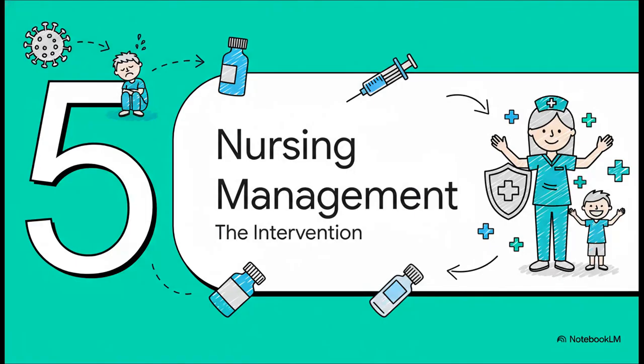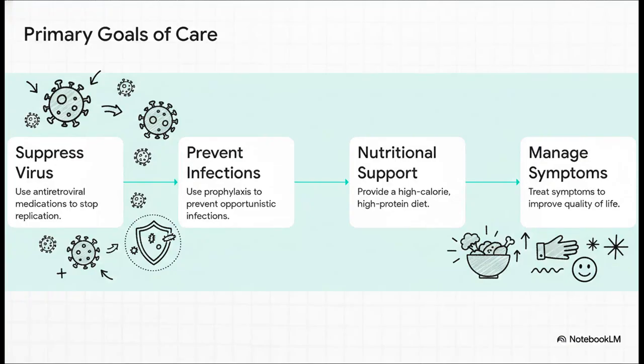All right, we've gone through the tough part. We've seen the virus, the hijacking, the breakdown, but now let's talk about how we fight back. This brings us to our final section, the intervention and nursing management. We're shifting from the problem to the solution. Our game plan has 4 main goals. It's a multi-pronged attack. First, we go on offense.